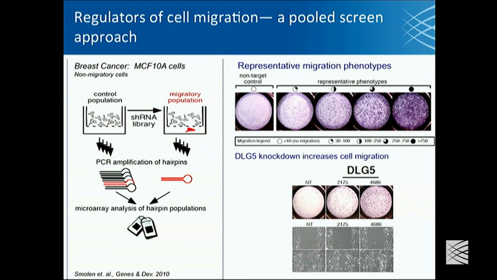I should point out that we no longer use microarray analysis. This is an old screen, published in 2010, no microarrays anymore.